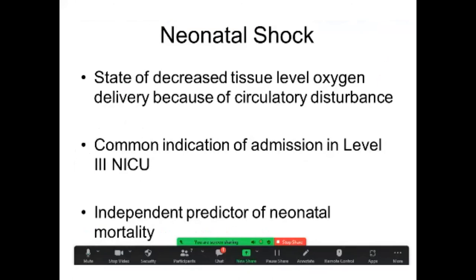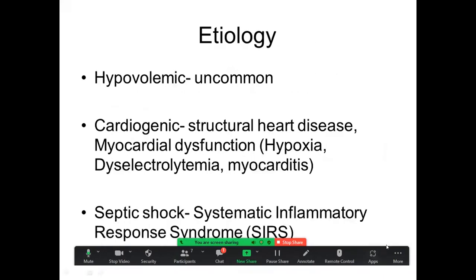Shock in any age group is a state of decreased tissue level oxygenation because of circulatory disturbance, and that leads to all the further things. It's a common indication of admission to level 3 NICU. Rather, most of the admissions that we get are because of shock. It is an independent predictor of neonatal mortality, so it's a very serious condition. And there are so many criteria on admission to decide what will be the outcome.